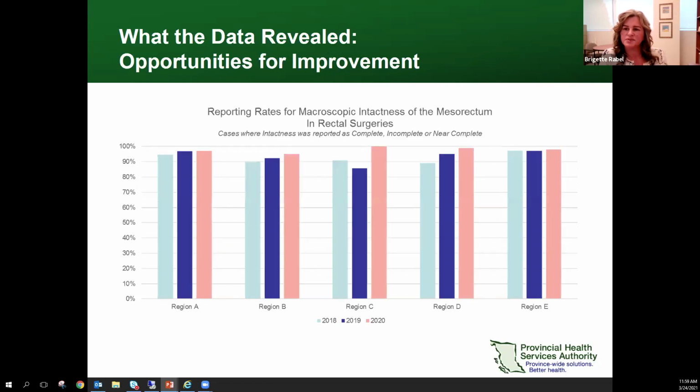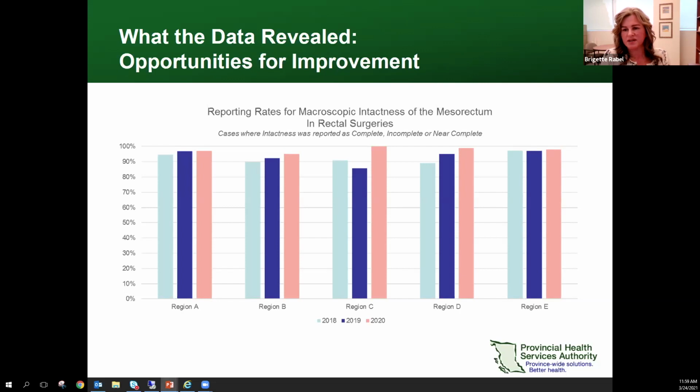This graph shows the percent of rectal excisions where macroscopic intactness of the mesorectum was reported. We're counting here the cases where it was reported as either complete, incomplete, or near complete. This is an important field as it describes the quality of the rectal surgery, and it should be reported whenever possible. Having a complete or total mesorectal excision reduces the rate of local recurrence and improves patient survival.